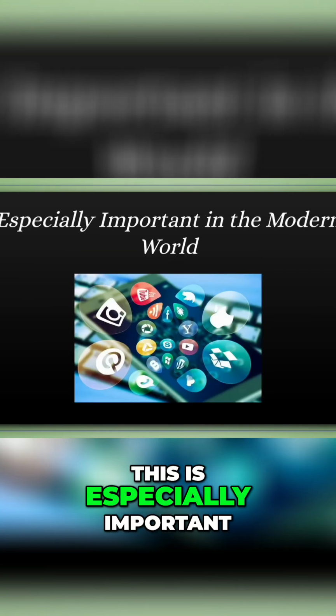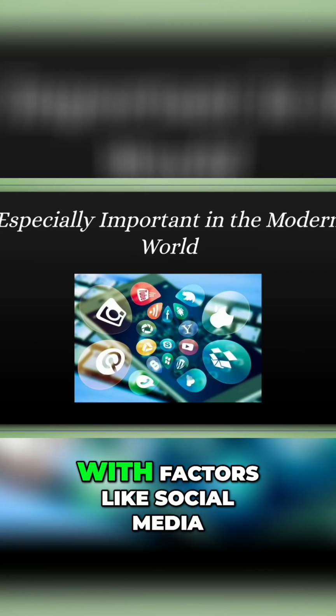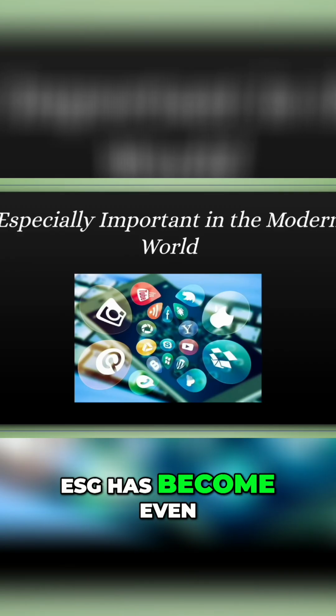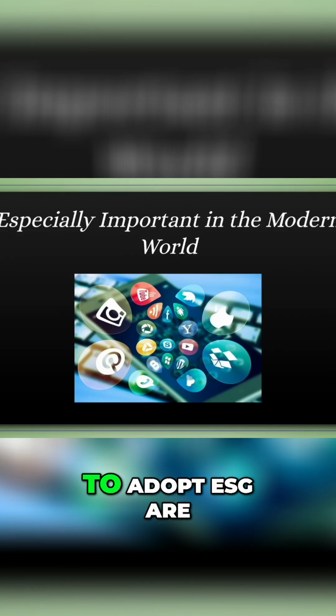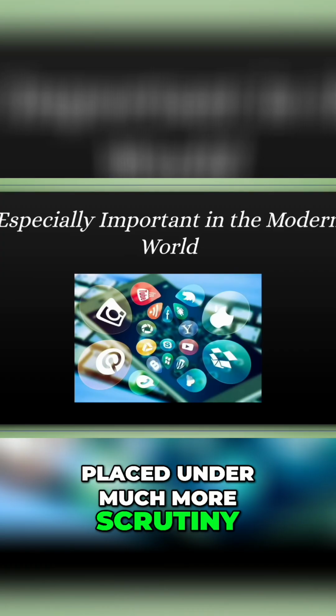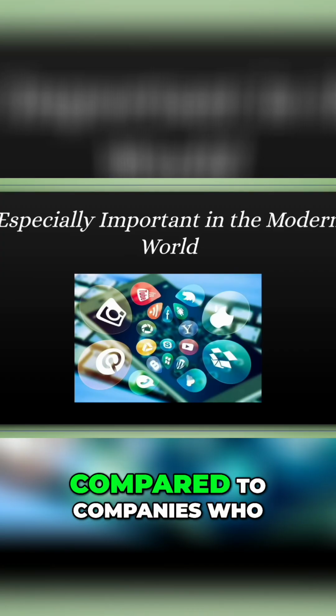So, this is especially important in a modern world. With factors like social media, ESG has become even more important, and companies that fail to adopt ESG are placed under much more scrutiny, as we'll see in future examples, compared to companies who do adopt ESG.